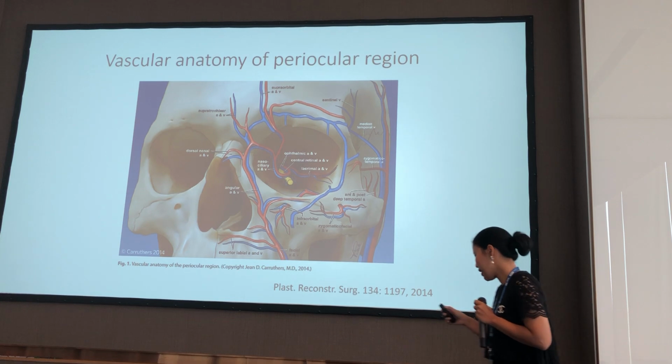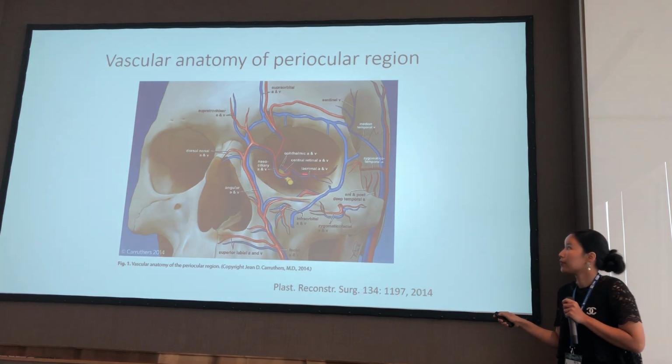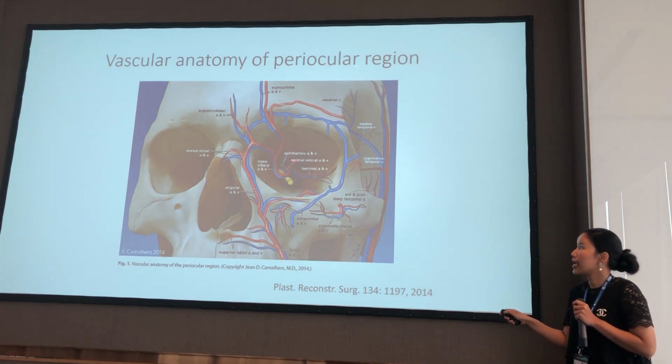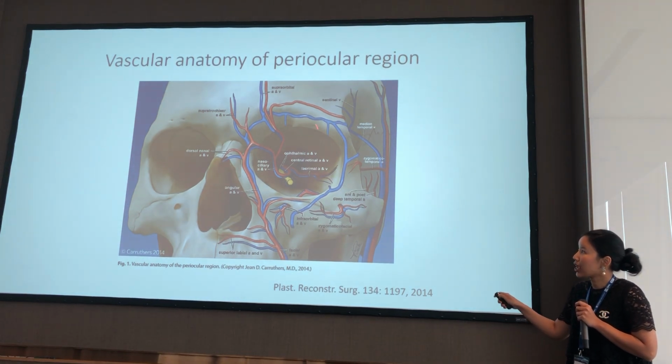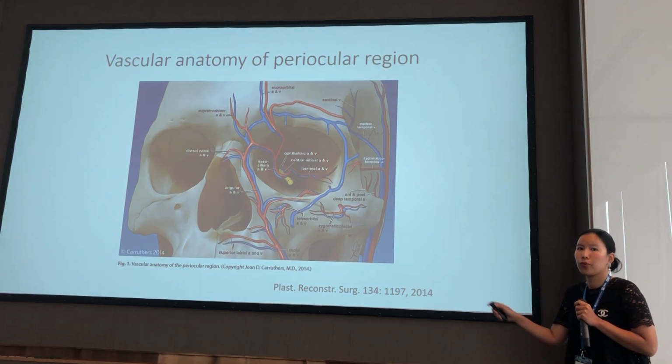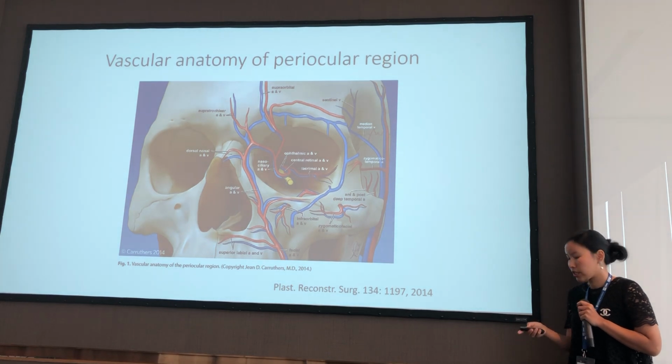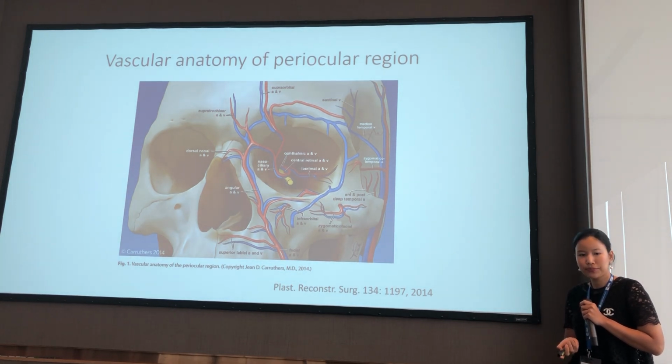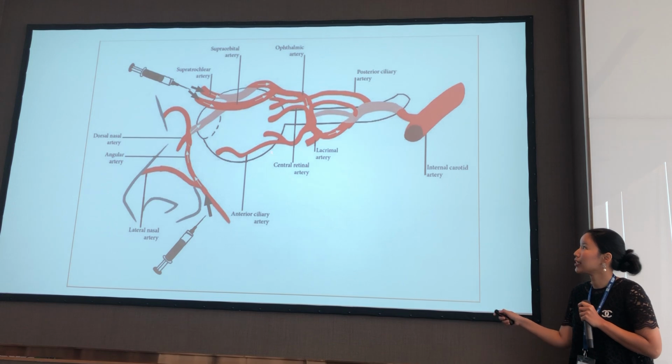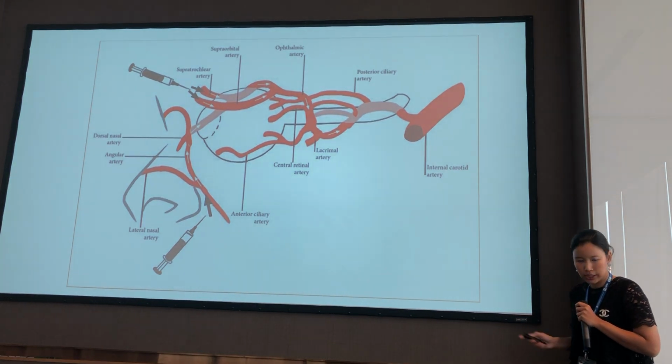And you can see, this is the ophthalmic artery and central retinal artery. You can see that when you inject here, or even here, all the emboli can flow into the vessels and cause blindness. And you see this one, you can be affected from any direction.